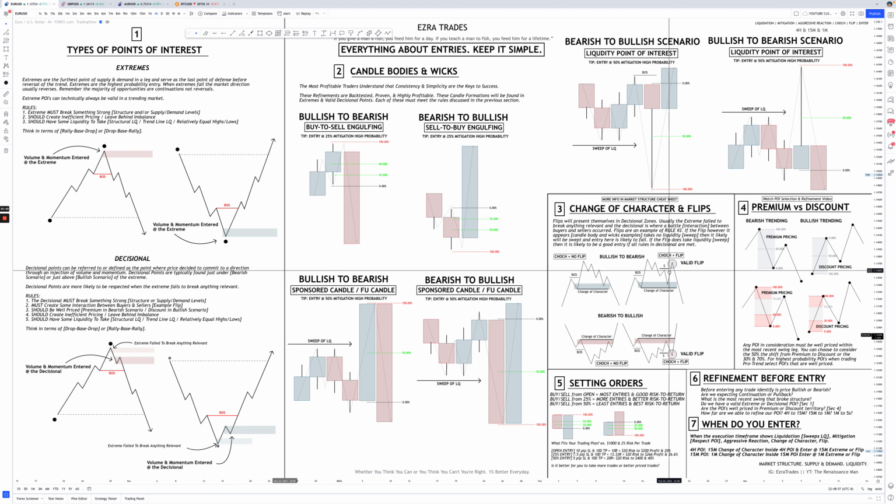In this case, it's what? Structural liquidity, internal structural liquidity. It could be trend line liquidity, right? It could be relatively equal highs and lows. But the idea is that the reaction resulted in a sweep of structure. That sweep could look like this, or like this, or like this, or like this, right?